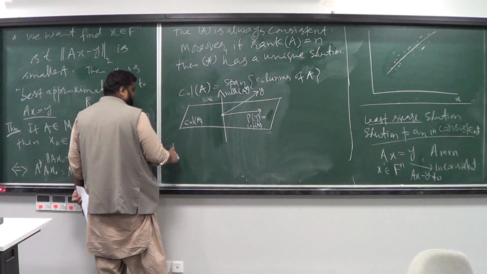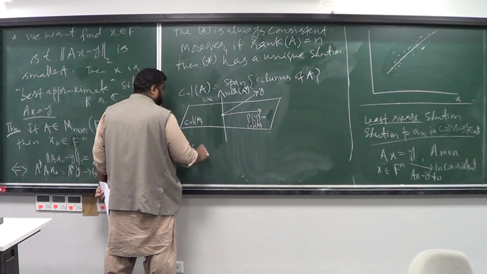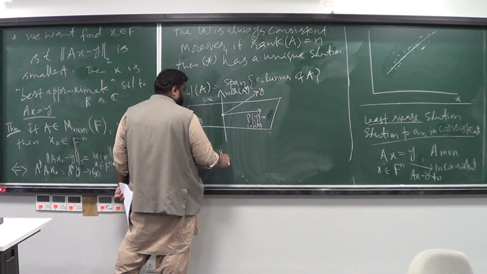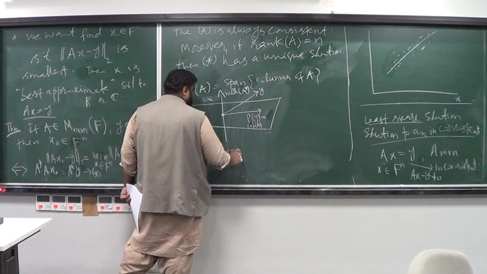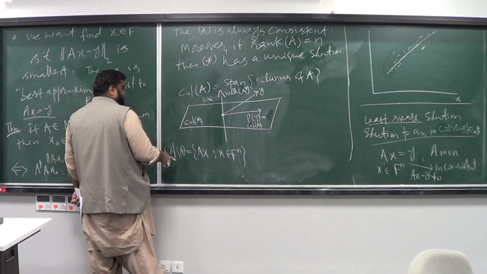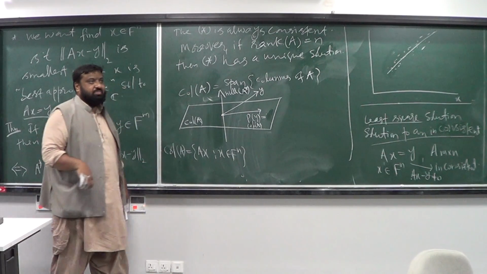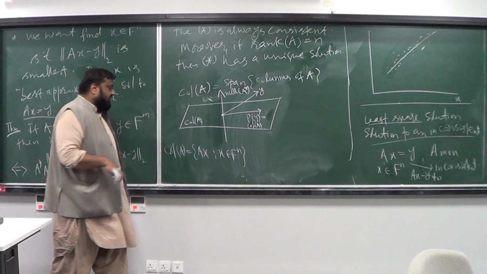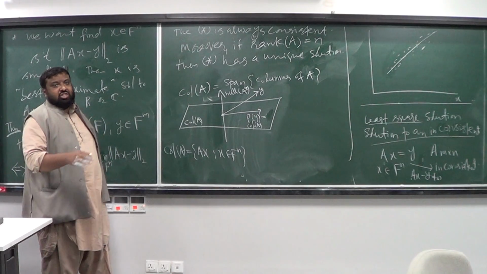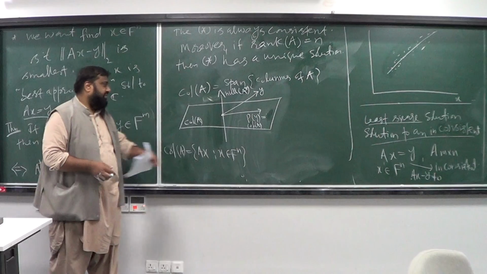The column space of A is the collection of such vectors Ax where x is from Fn. So you can treat this as really the range of A. It's not really the range of A, but the column space of A actually. In other words, it's the collection of A multiplied with every single vector in Fn.